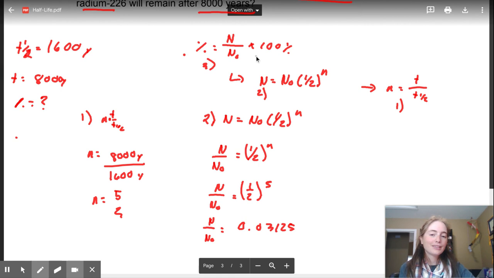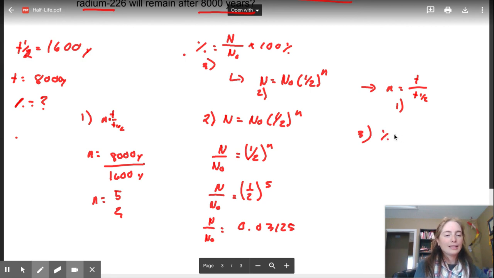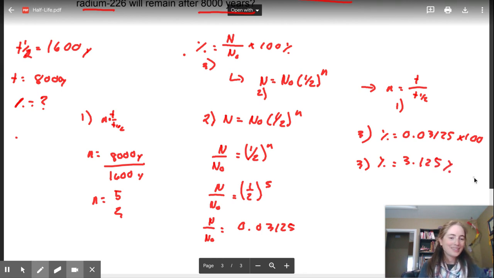Percentage is N over N0 times 100. So I take 0.03125 times 100, because this value is equal to N over N0. I substitute that number in there, and my percentage, once I've multiplied by 100, is 3.125%. For sig digs, for this one I want 4 sig digs, and there are 4 sig digs. So, ladies and gentlemen, that is your percentage remaining.